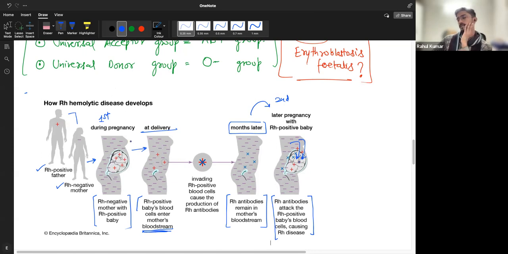Yes, good point. So the placenta is like an interdigitating network. Some of the mother's blood vessels come and the baby's blood vessels come, and they form a mesh-like network, but they never merge with each other. They make a network. And because these are small capillaries, just like how does oxygen get into your blood?